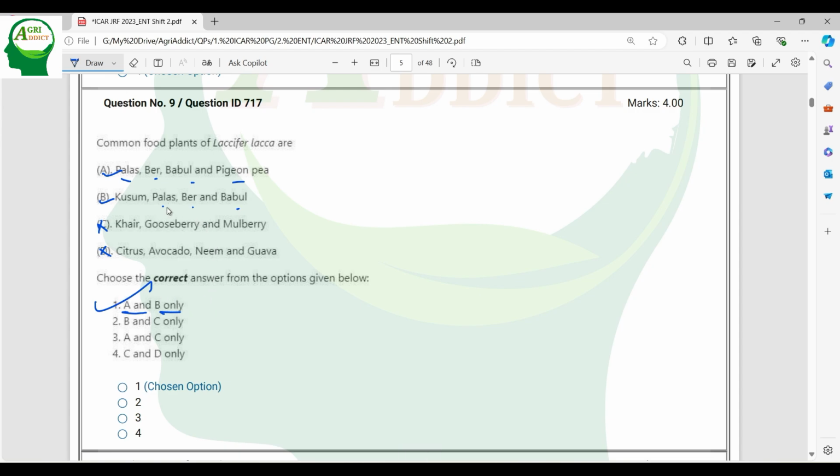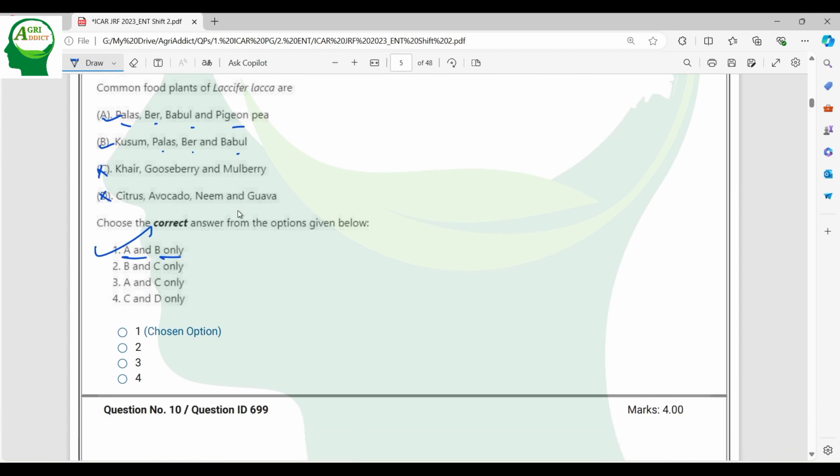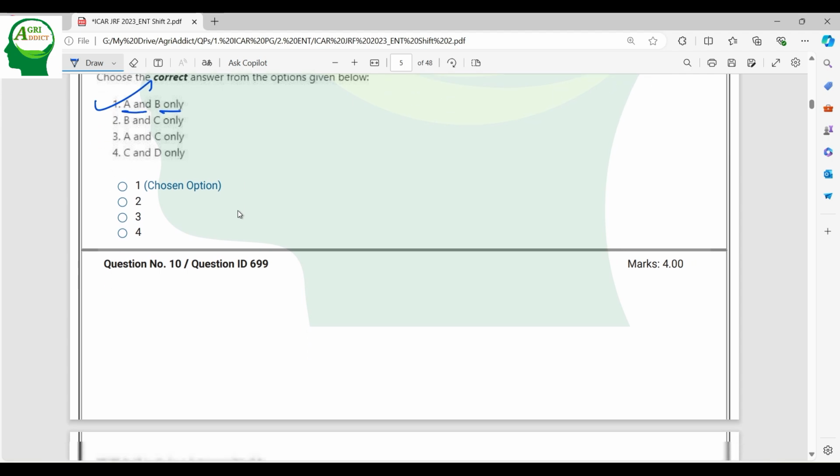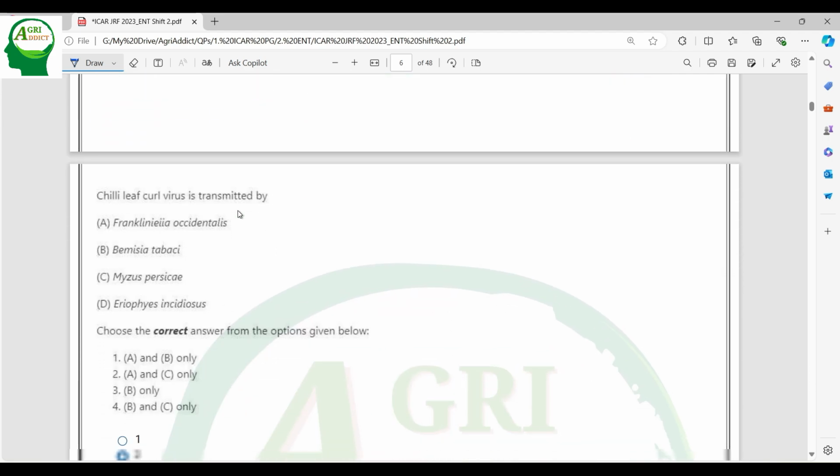Palash, bear, babul, pigeon pea, kusum, palash, bear, babul. You should remember the scientific names of these trees. Okay, you can find them in the Insecta 2 book.